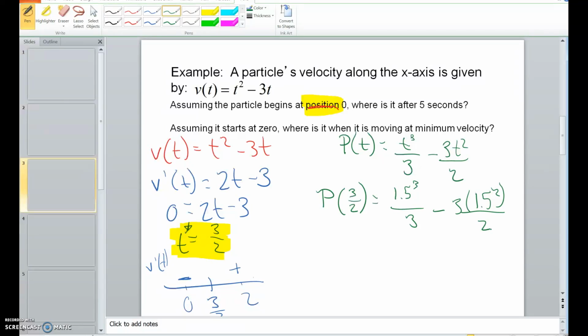Okay, and we can just punch that in our calculator. When we punch that in the calculator, we get that the particle is at negative 2.25 meters when it is at its minimum velocity. Okay.